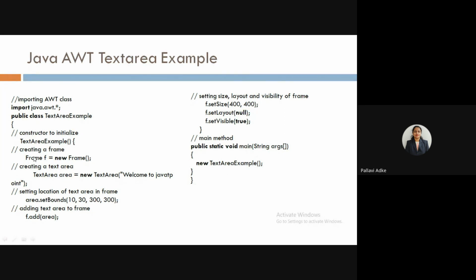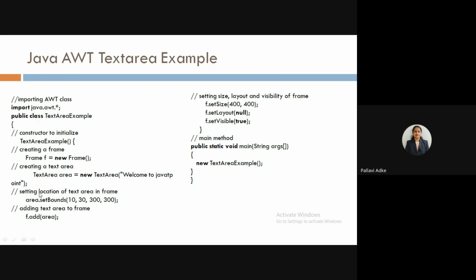Okay. Now creating a frame. So these are the steps while writing the AWT program. Create one frame, Frame f = new Frame. Creating a text area. Okay, I have given the name; any name you can give over here. So this is the way to write the text area. These things we have seen already, right? TextArea: T should be capital, A should be capital. area, the name, is equal to new TextArea. Now whatever you want to print into that text area, you can write it in double inverted commas: "Welcome to JavaTpoint".